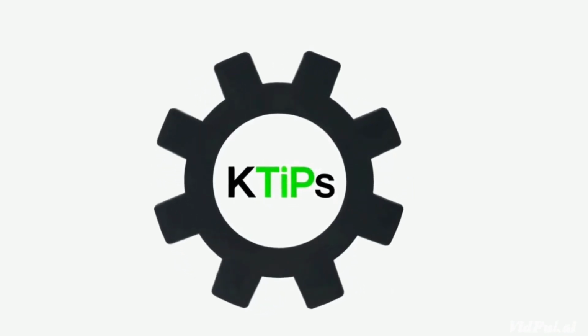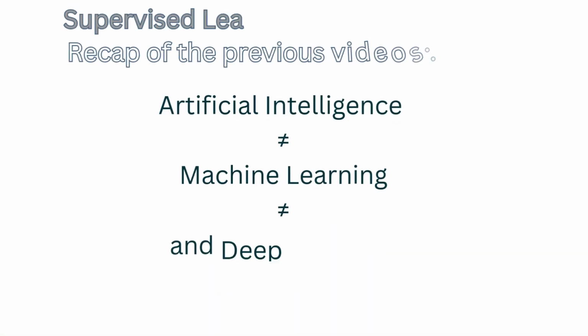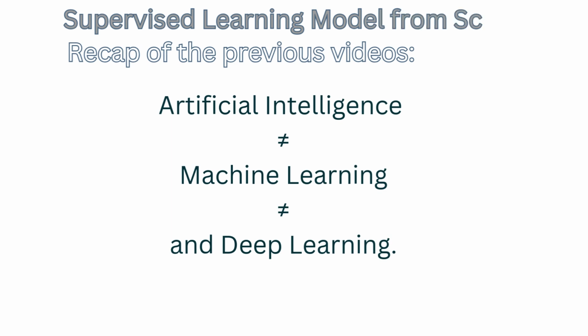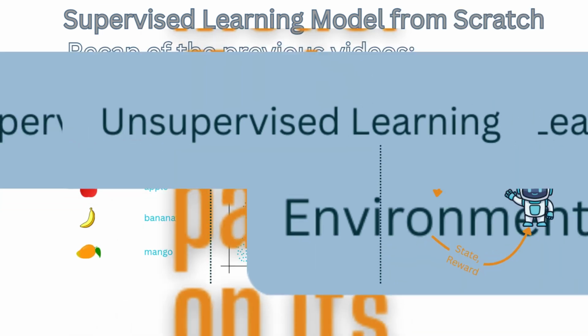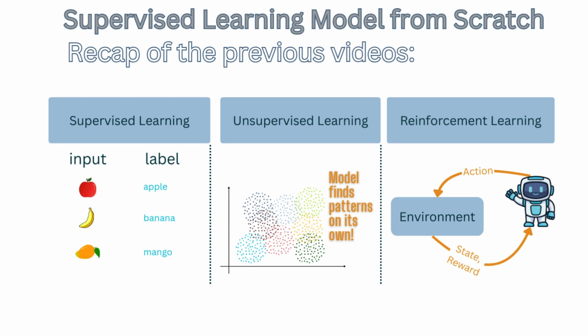So far, we've laid the groundwork: what machine learning is, how it differs from traditional programming, and the major types of learning: supervised, unsupervised, and reinforcement learning.